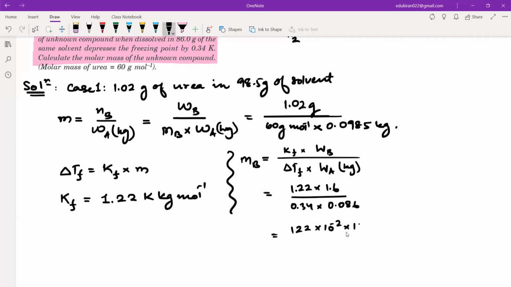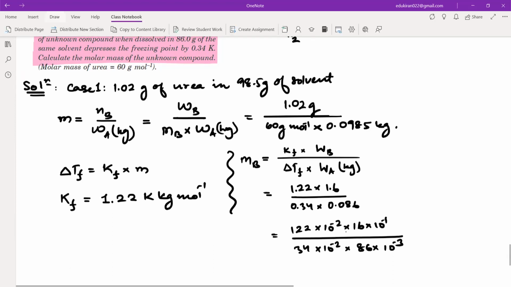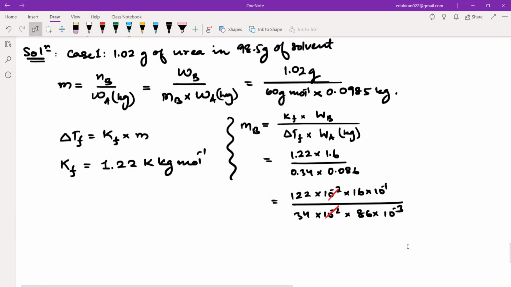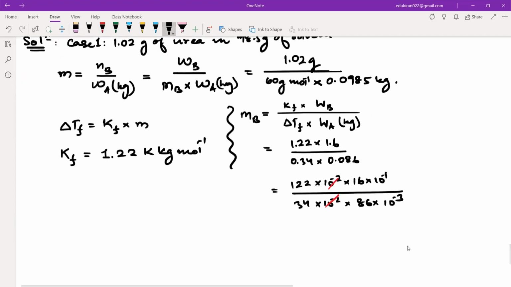16 into 10 to the power minus 1 divided by 34 into 10 to the power minus 2 into 86 into 10 to the power minus 3. Now from here you can cancel some things. You can eliminate this and this, and 10 to the power minus 3 will go above and become 10 to the power plus 3, and then it will become 10 to the power plus 3 minus 1, which will be 10 to the power plus 2.